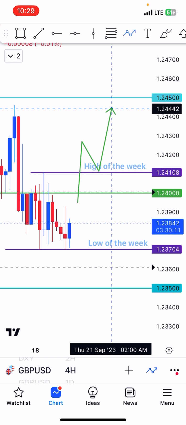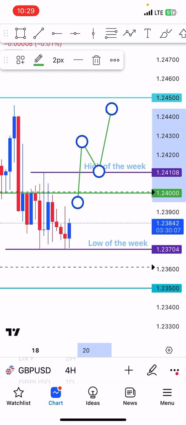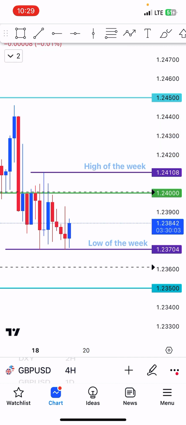So this is what I have for GBPUSD for this week. I hope you guys enjoyed this focus of the week, and wish you guys lots of profit this week. Hope to see you guys next week. I will be doing a breakdown on Friday or Saturday to tell you guys about the positions we took and see how things go.